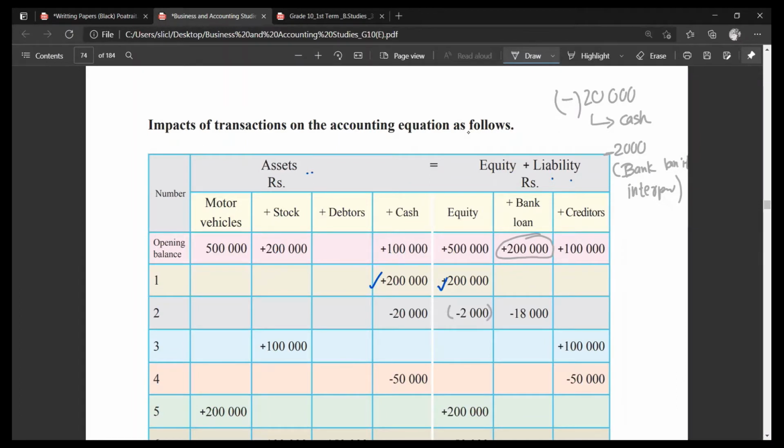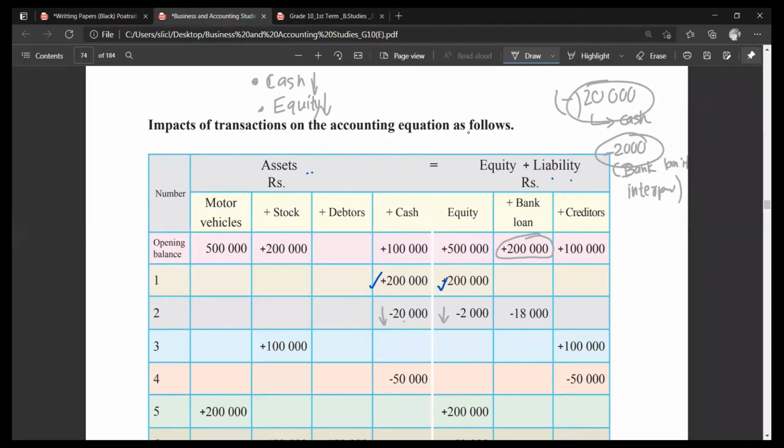Let's take an example, listen carefully. If I pay my electricity bill, what happens? My cash will be decreased. Cash will go down, and equity also will go down. Because it is an expense, my equity will also go down and cash will also go down. So here also it is like that. Interest is an expense, so my equity side will go down, negative 2,000, right? Minus 2,000. And my cash asset will also go down by 20,000 because I paid here.